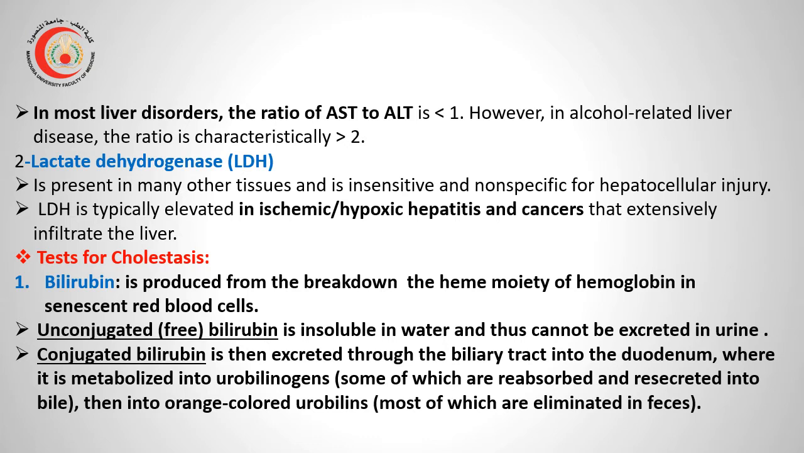First is the bilirubin. It is produced from the breakdown of the heme moiety of hemoglobin in the senescent red blood cells. It is divided into unconjugated or free bilirubin, which is insoluble in water and thus cannot be excreted in urine. The second is the conjugated bilirubin. It is excreted through the biliary tract into the duodenum, where it is metabolized into urobilinogen, some of which is reabsorbed and resecreted into the bile, then converted into the orange-colored urobilin.